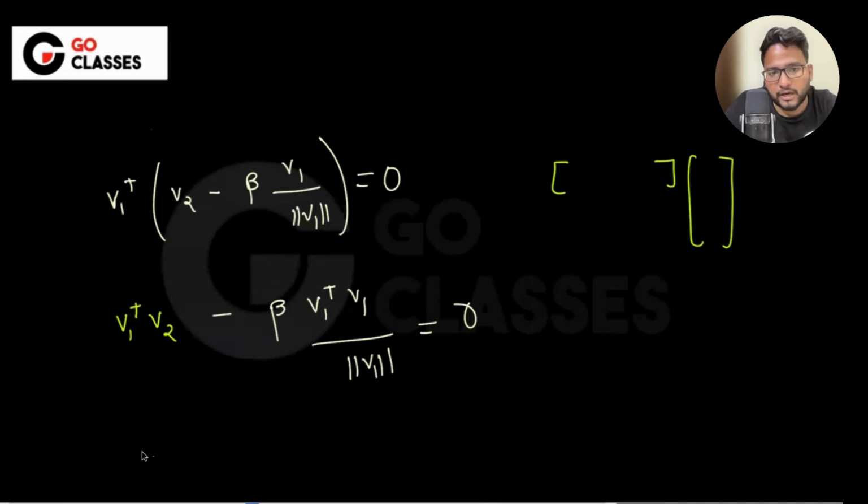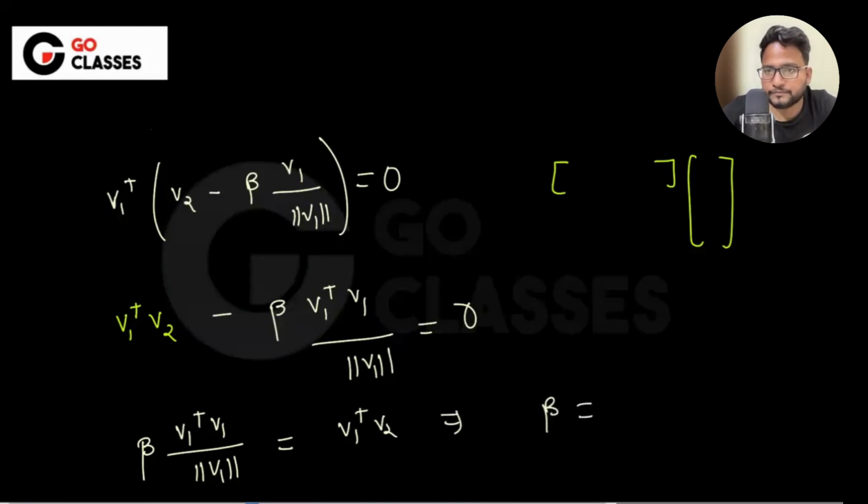So what will come, tell me? Beta into v1 transpose v1 upon v1 should be, you can say, v1 transpose v2, and then from here you can get beta as... is this correct or something wrong?